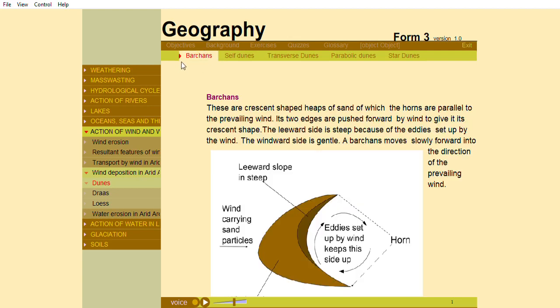Barchans. These are crescent-shaped heaps of sand of which the horns are parallel to the prevailing wind. Its two edges are pushed forward by wind to give its crescent shape. The leeward side is steep because of the eddies set up by the wind. The windward side is gentle. Barchans move slowly forward in the direction of the prevailing wind.